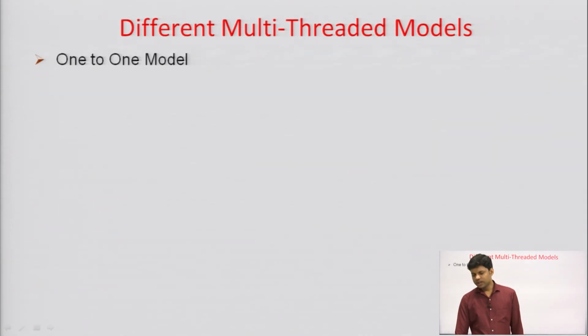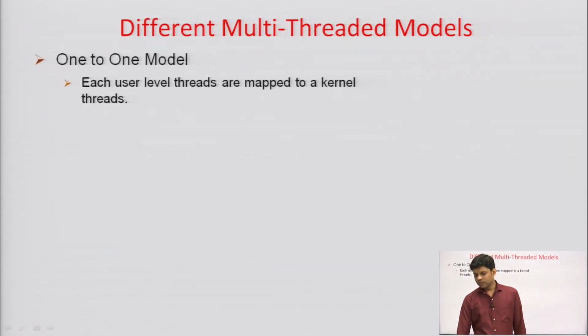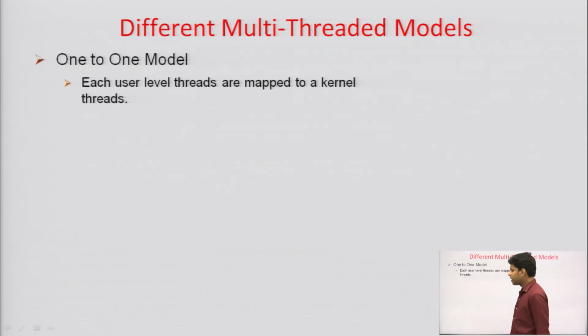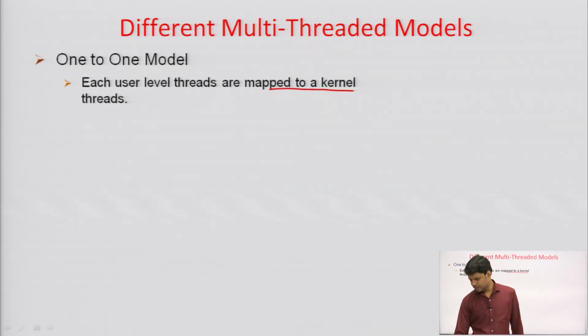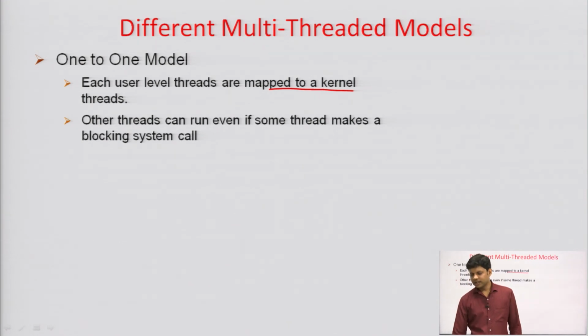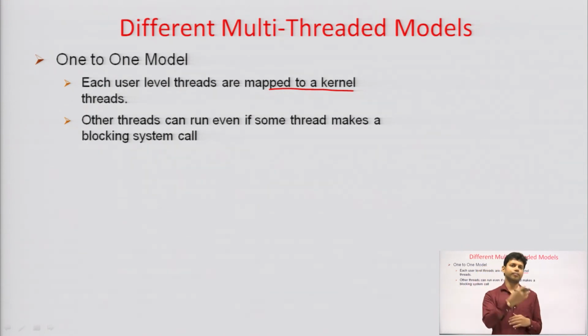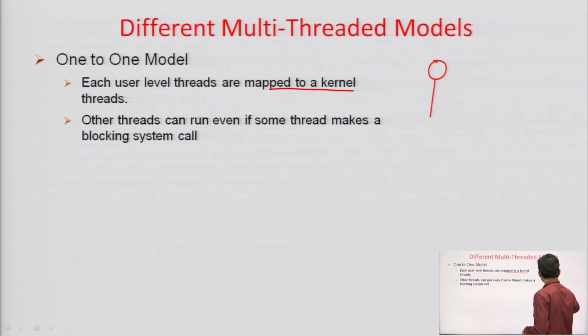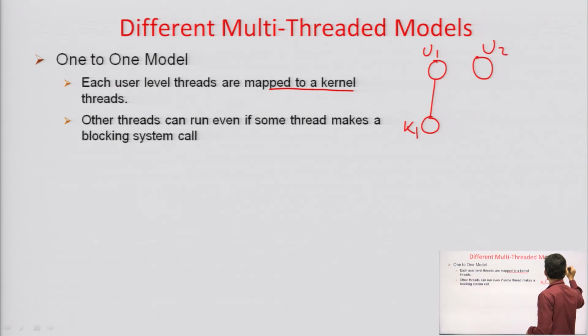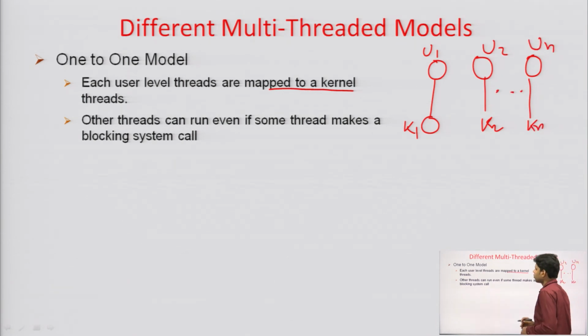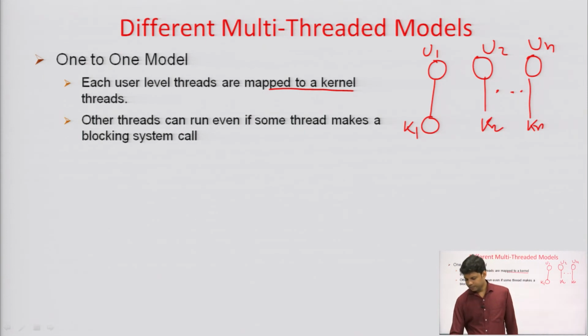Now the next model is the one to one model. In the one to one model, each user level thread is mapped to a kernel thread. Other threads can run even if some thread makes a blocking system call, so the disadvantage of many to one has been removed. If you draw a diagram, each user level thread has its own kernel thread. So this is the one to one model.